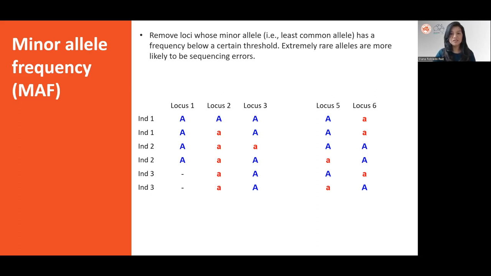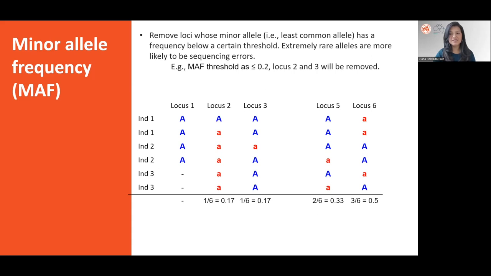This filter removes loci whose minor allele, so the one that is the least common, has a frequency below a certain threshold. The rationale behind this filter is that an allele that occurs at an extremely low frequency in a dataset is more likely to be a sequencing error. Therefore, it is best to remove that locus. In our example, the first locus has no minor allele frequency because it has only one allele. In the second locus, the minor allele is present only once. So the minor allele frequency is 0.17, as it is for locus 3, and so on. If we set the minor allele frequency threshold as less than or equal to 0.2, both locus 2 and 3 will be removed.